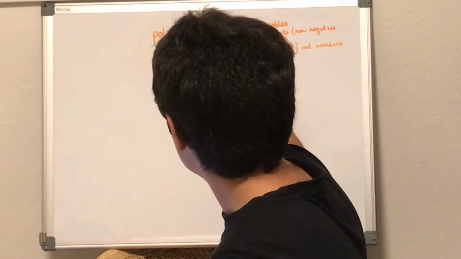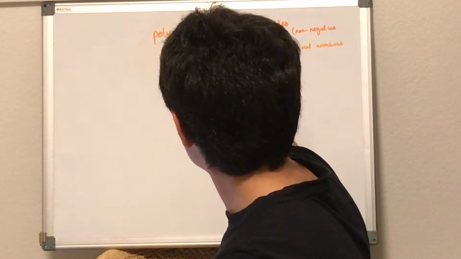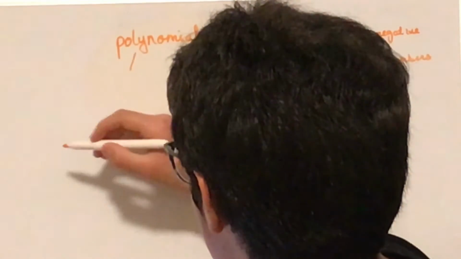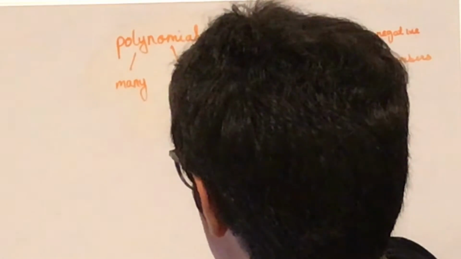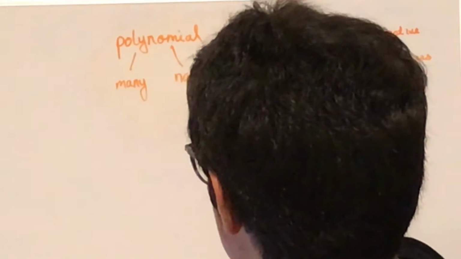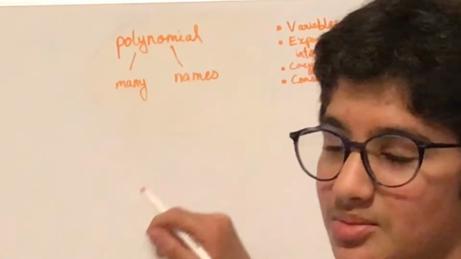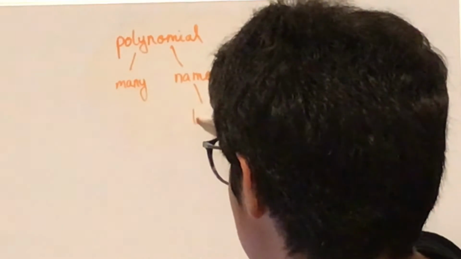So let me write that here. Polynomial. So poly, hopefully you recognize this word from other words. Poly basically means many, and nomial is like names. So names. However, in this case, it's not exactly names. Names are similar to terms, so it's just terms.